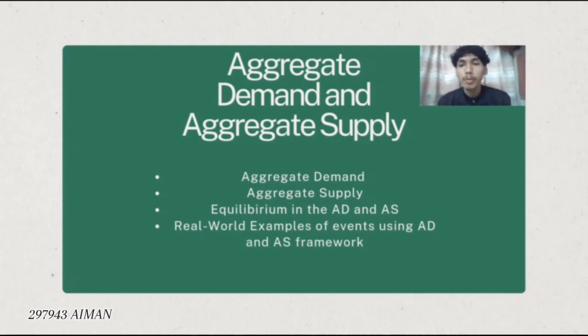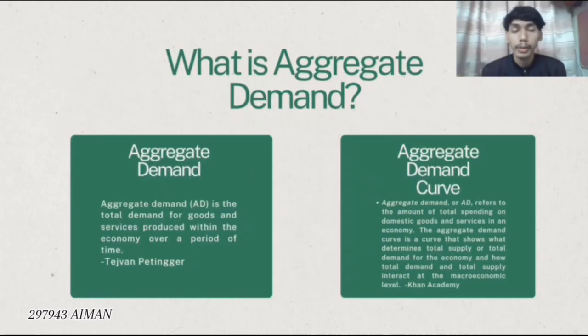We'll talk about some information about what we will learn here. The topic is aggregate demand and aggregate supply. Basically, we will talk about aggregate demand and aggregate supply. We also will present about the equilibrium in aggregate demand and aggregate supply. And for the last part, we will talk about a real world example of an event using aggregate demand and aggregate supply.